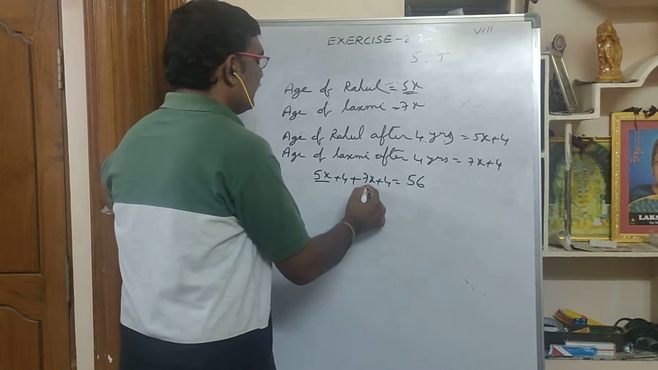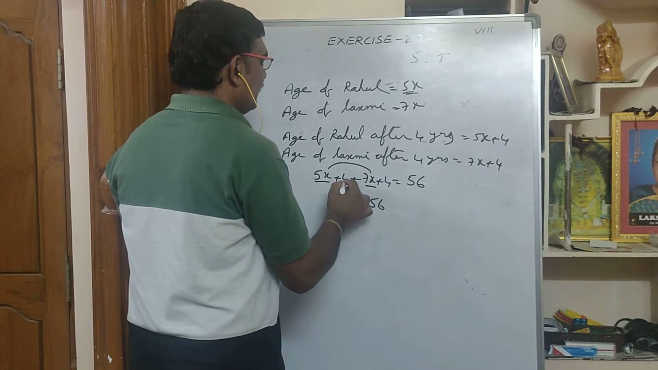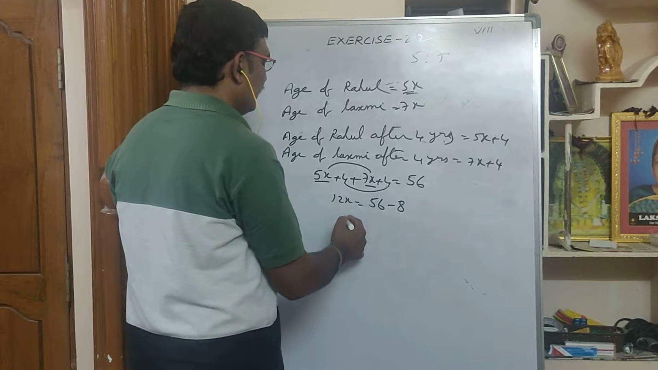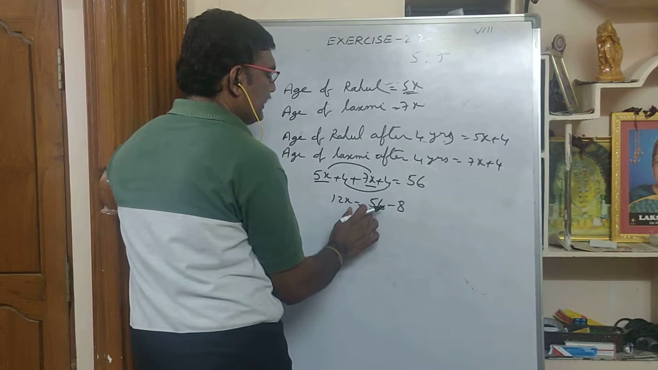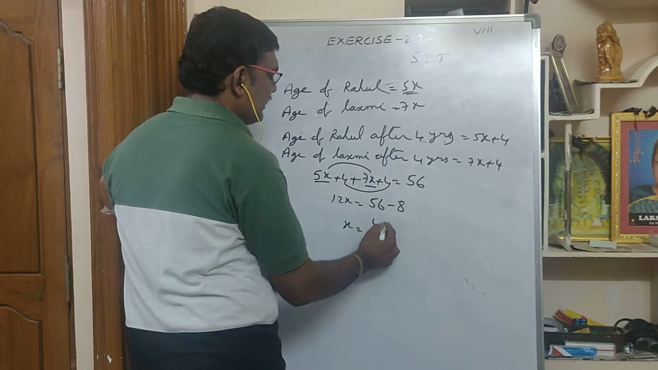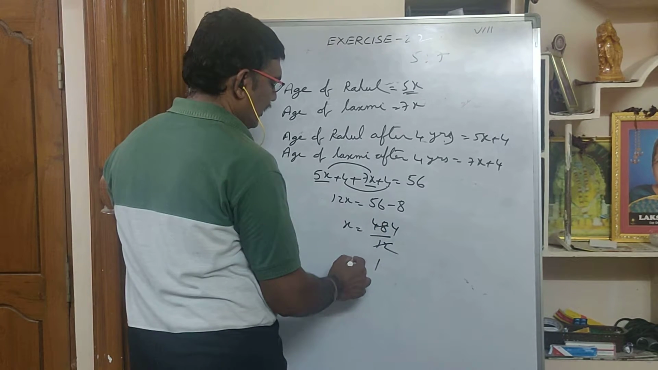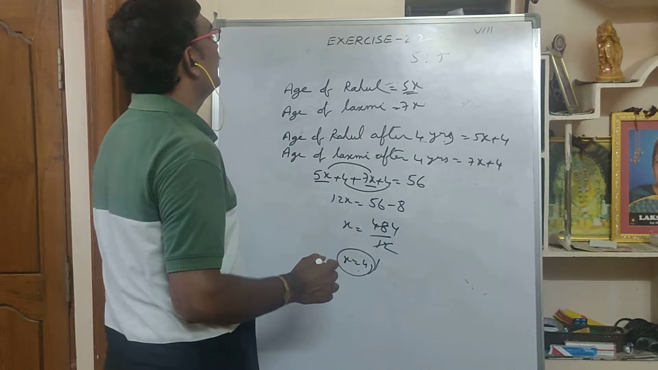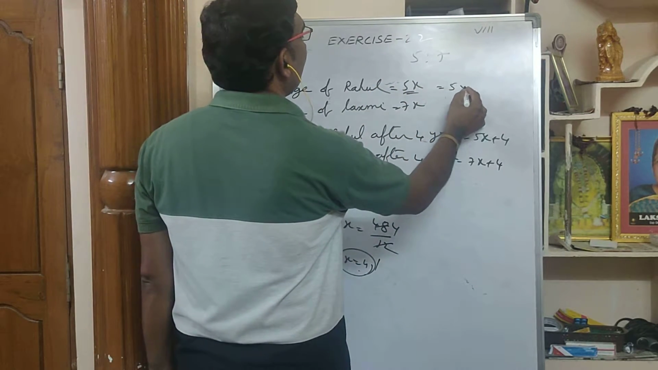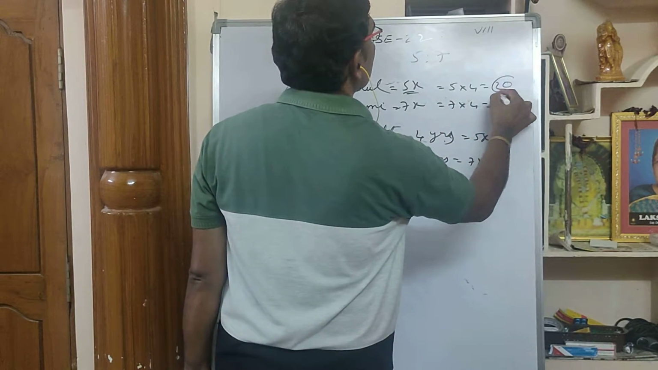Then the like terms, 5x plus 7x is 12x. These two are like terms, 4 plus 4, 8, and that 8 is taken to the other side as minus 8. So x is equal to, from 56, if you subtract 8, you get 48 by 12. Now 12 fours are 48. So x is 4. What is x? X is a number. The age of Rahul will be 5 into 4, means 20 years. 7 into 4, 28 years.